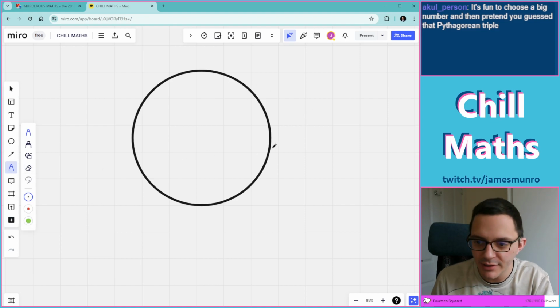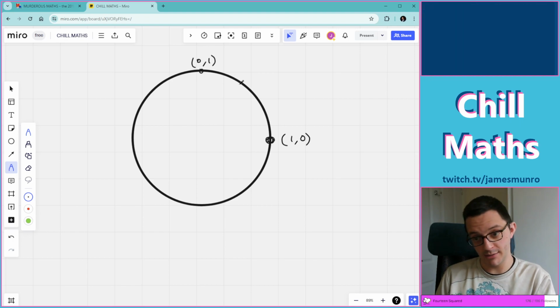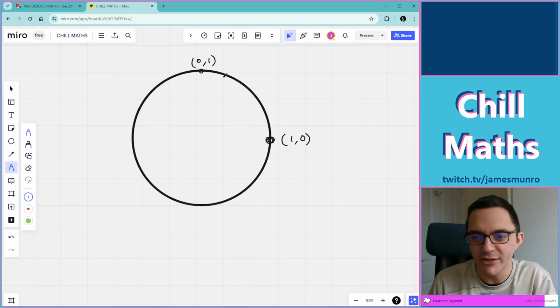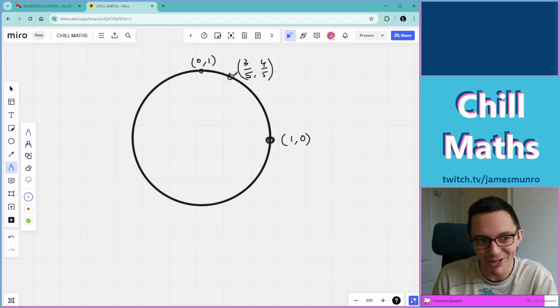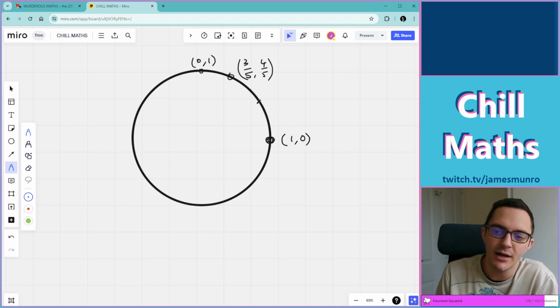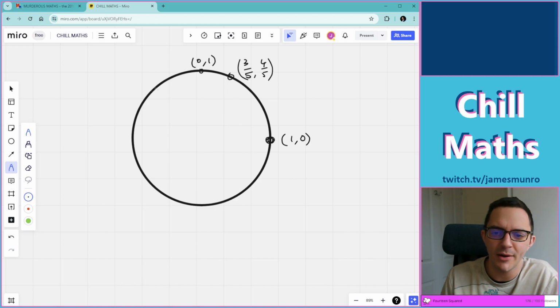So we're looking for points like this that have rational coordinates. And you've met some of these before, right? So 1, 0 has got rational coordinates. But there's also interesting ones like 3/5, 4/5. And other Pythagorean triple inspired stuff exists somewhere on this circle, including negative numbers. But chill maths, I'm not going to label any negative numbers right now. And this is the circle x squared plus y squared equals 1.